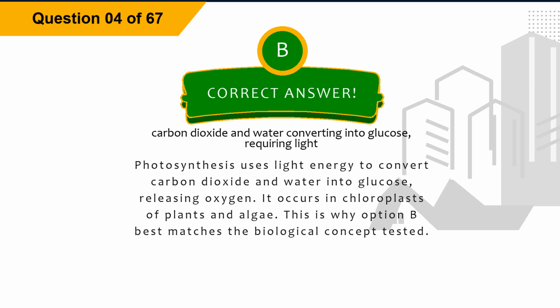Explanation. Photosynthesis uses light energy to convert carbon dioxide and water into glucose, releasing oxygen. It occurs in chloroplasts of plants and algae. This is why option B best matches the biological concept tested.